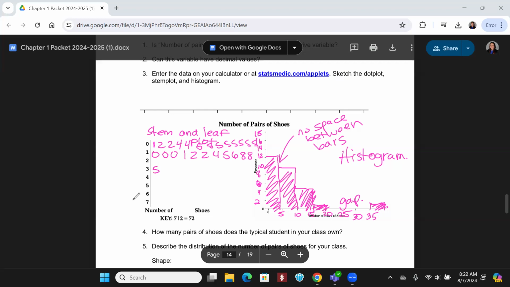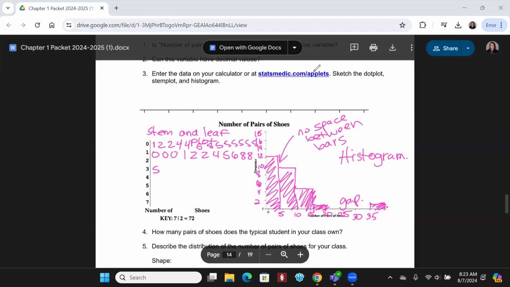Like I said, I don't think this is a helpful way to show any kind of data, especially with the numbers of pairs of shoes, because the majority of us are going to have between 1 and 20, right? That's where most of our data is.